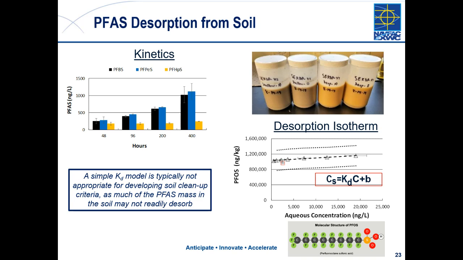We also did some isotherm work. So we do some sequential dilution. You see that figure to the right, so you're moving right to left. You see a linear desorption behavior, but it doesn't go through 0, 0. In this case, for PFOS, there's a large fraction of PFOS that is essentially resistant to leaching, resistant to desorption, and doesn't readily come off the soil. Altogether, this tells us that some of these very simple leaching tests or desorption leaching models that rely on a simple KD model are really not going to be appropriate.